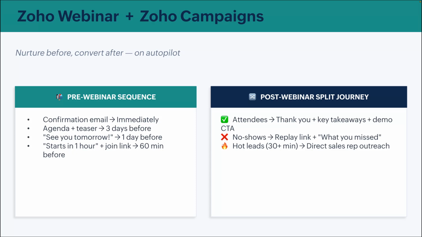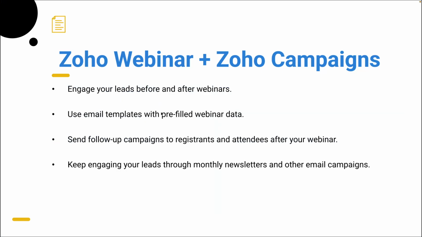So instead of one generic thanks for joining email to everyone, you can tailor these follow-up emails according to the actual behavior of the attendees. So now these are the features or the capabilities which you can achieve using Zoho Webinar and the Zoho Campaigns integrations. And when we talk about sending different emails, think about two registrants.